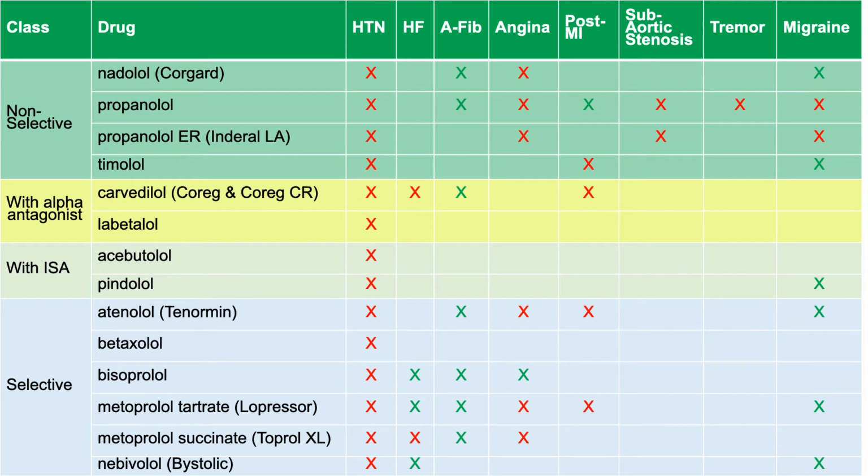Now moving on to the beta blockers. You need to know mostly the difference between the non-selective and the selective beta blockers. Also know the difference between metoprolol tartrate and metoprolol succinate. So metoprolol succinate's the long-acting one, and that one can be used in heart failure.